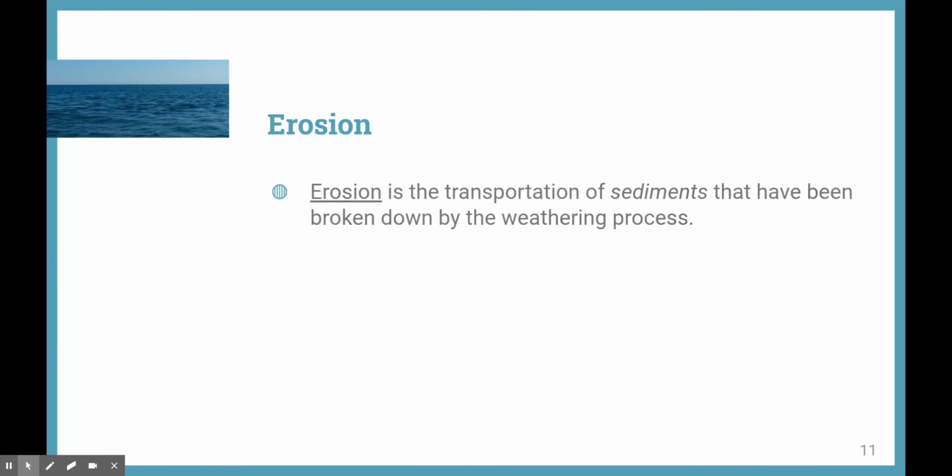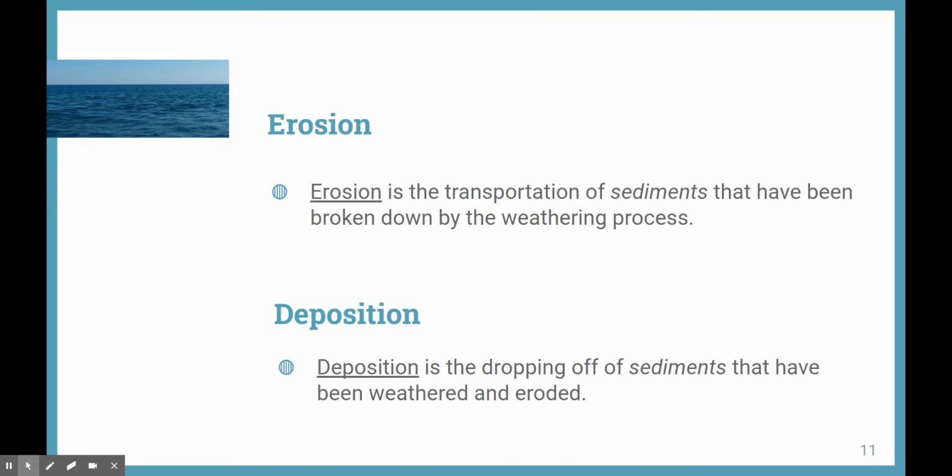Erosion. So erosion is the transportation of sediments that have been broken down by the weathering process. So it's taking those little pieces of dirt, little pieces of rock, and moving them, whether it's moving them in the water or in the wind. Okay, and deposition is where you leave them. So deposition, it kind of sounds like the word deposit, right? Do you see the word right here, deposit? Deposition is the dropping off of sediments that have been weathered or eroded. So where do they end up?